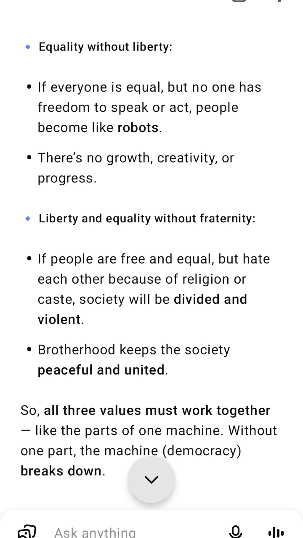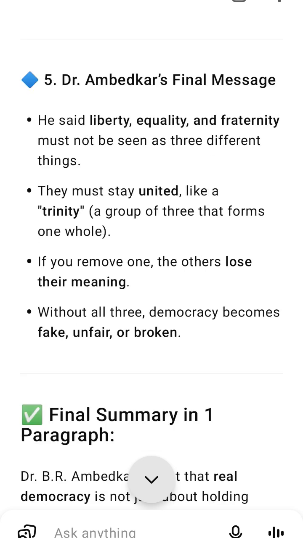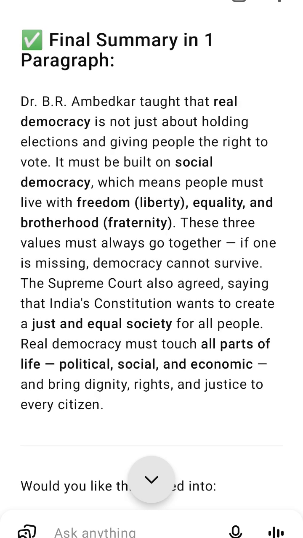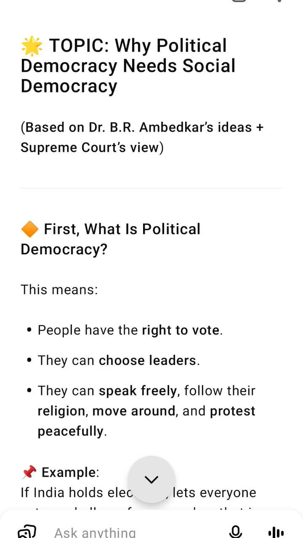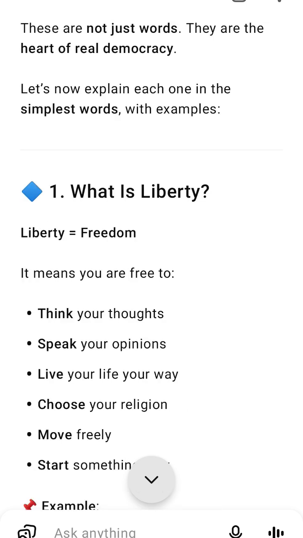4. Supreme Court's view, 1997. The Supreme Court of India also said, the Indian Constitution wants to create a society where every citizen gets social justice, no caste, gender, or religious discrimination, economic justice, fair opportunities, jobs and wealth, political justice, equal voting and participation rights. This is the vision of the Constitution. A true democracy must be fair in all areas of life.